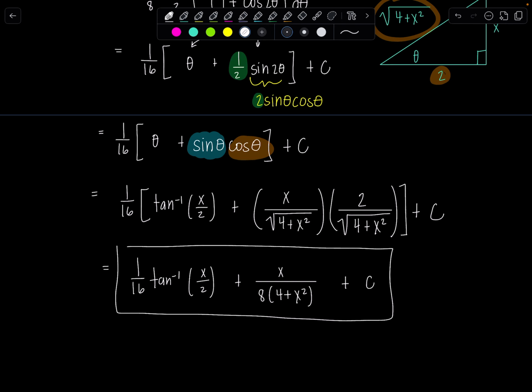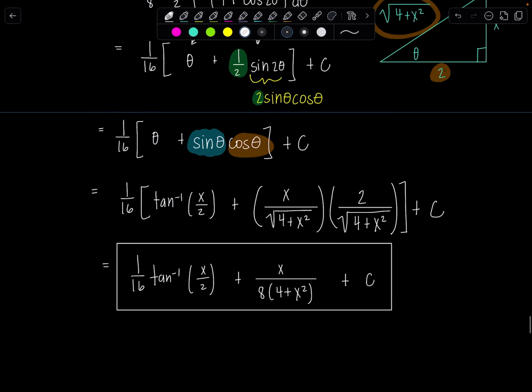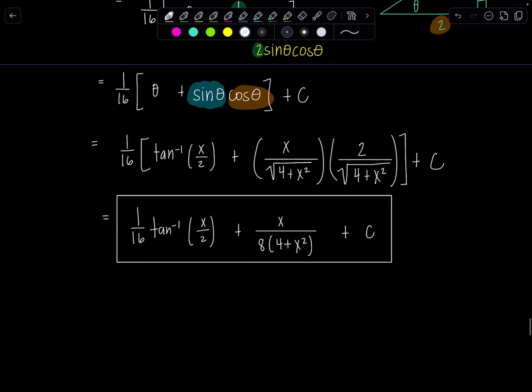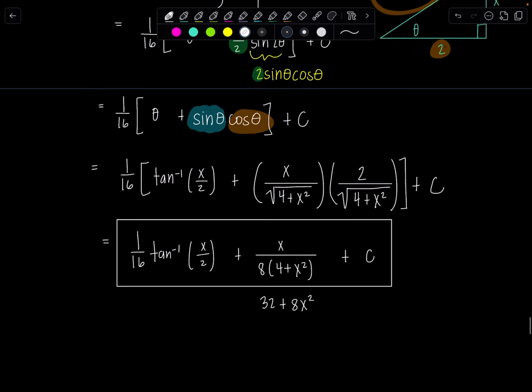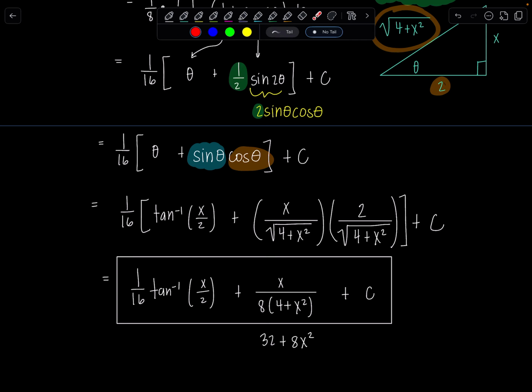I think that's a-okay. If you're so inclined and you want to distribute and make that 32 plus 8x squared in the bottom, go for it. I don't think it's necessary. I would give full credit with a big smile if someone stopped here.